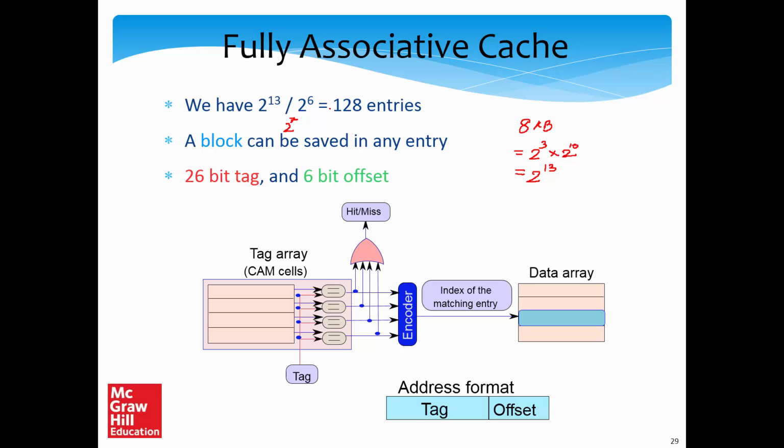Alright. So in a fully associative version of our cache, we'll have 128 entries. So 128 entries in the block array, 128 entries in the tag array, with a one-to-one correspondence.